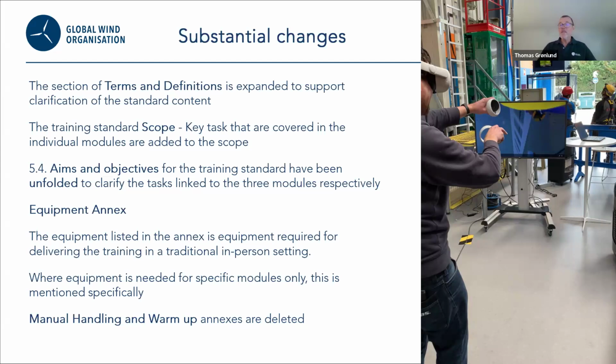The equipment annex, we have tried to clean it up, and there's a few places where this equipment is only needed for module 3, for example. In those cases, we have put that in the equipment annex. So if you're only delivering the lift user training, you will not need all the equipment in the annex, but you can see when you read the annex if there are special equipment needs for each module.